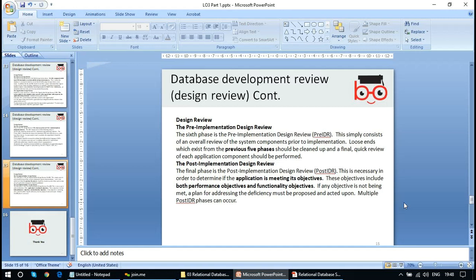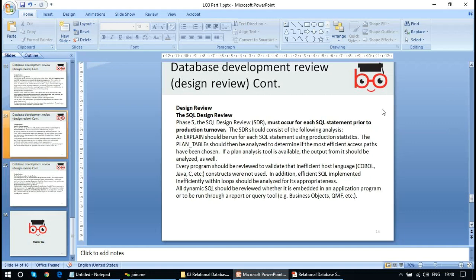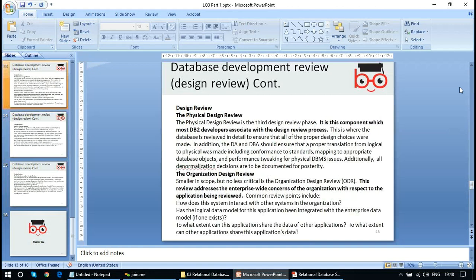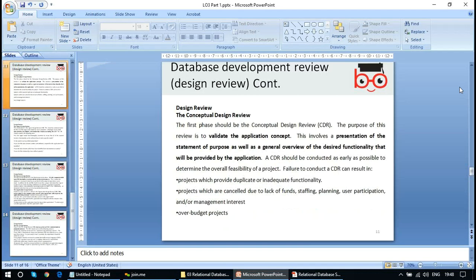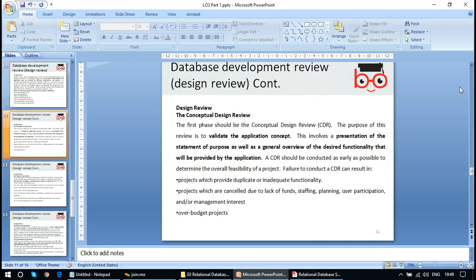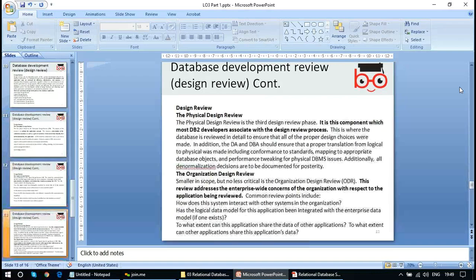So you have different ways, and you can know by testing the database. And pre-implementation are the 5 phases: the SQL review, the physical design review, organizational review, logical review, and conceptual review. Is that clear? I'm going to do some reading up on each bit, but I get the general idea. We were discussing this generally, and so these are the most important.